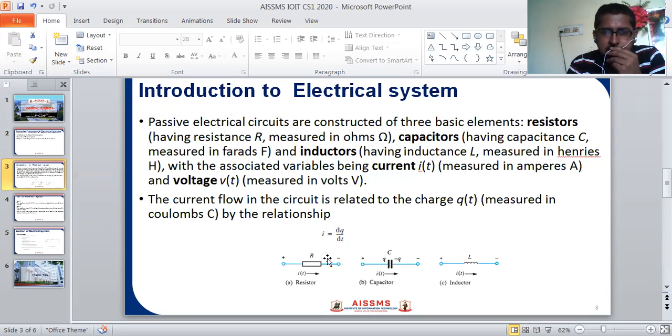This is the basic diagram showing how they are represented through an electrical circuit. This is the resistor, connected between two wires. Here this is the capacitor and here this is the inductor. When there is current flow in the circuit, it is related to the charge q of t. There is a relationship between current and charge: I equals dq by dt.